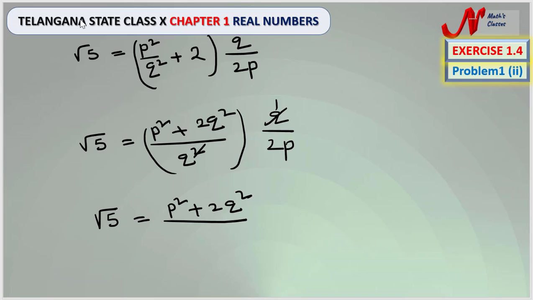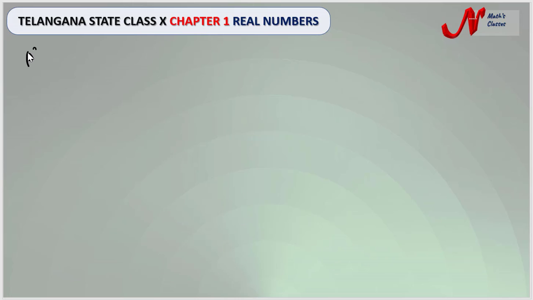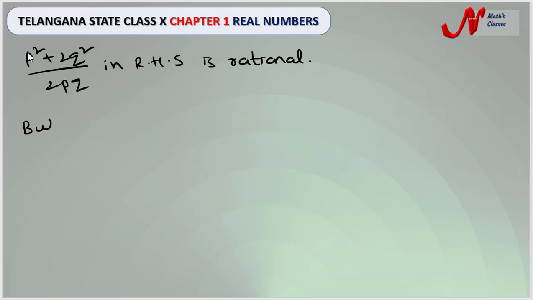Denominator can be written as 2pq. So in this equation, in RHS, p square plus 2q square and 2pq are co-primes. P square plus 2q square by 2pq in RHS is rational. But we already know that root 5 in LHS is irrational.